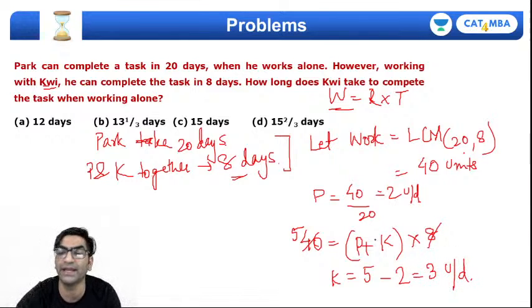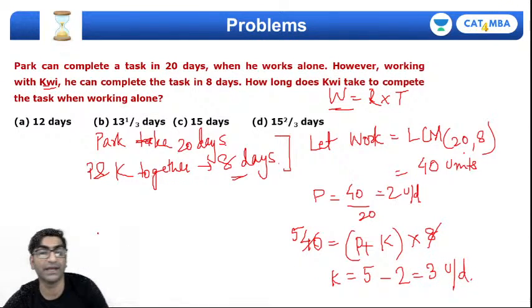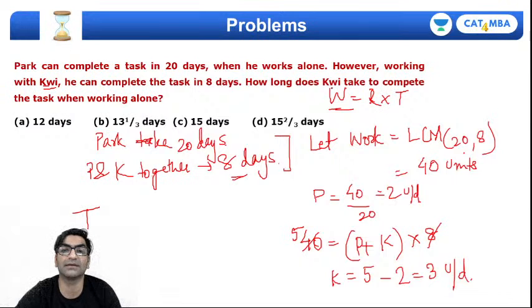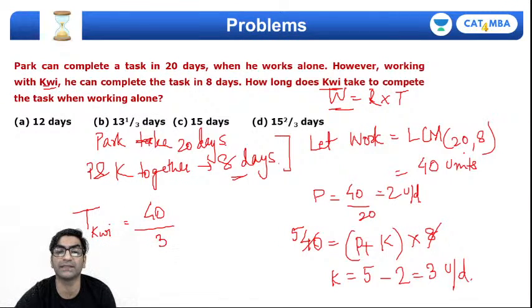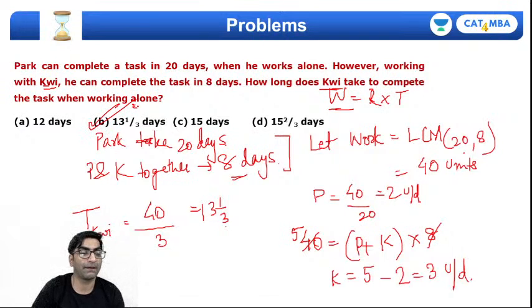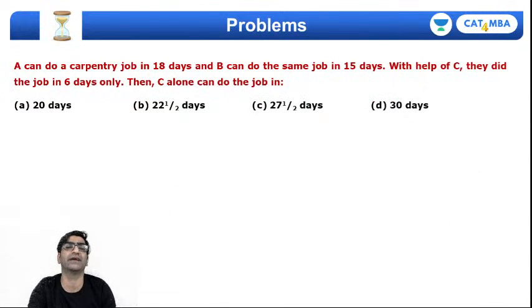So you know that the other guy finishes 3 units every day. And so how long does Kui take to complete it alone? The time taken by Kui alone will be the total work 40 divided by the individual rate of Kui, that's 3. So this is going to be 13, and 13 3s are 39. So 13 and 1/3 days. That's option B. I hope that you guys are finding this kind of problem very straightforward.